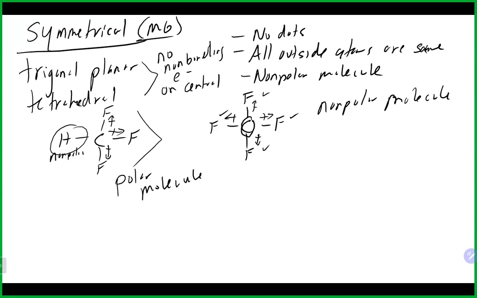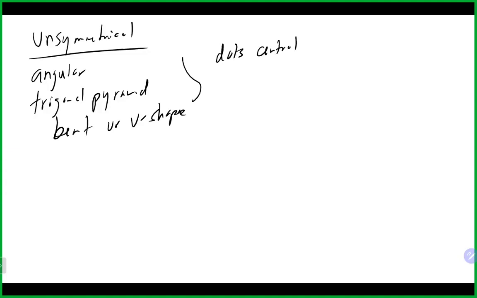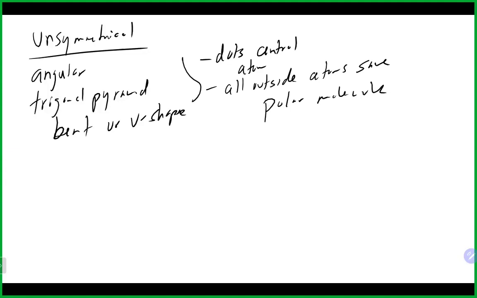What does that leave us? It leaves us really the unsymmetrical guys, which is everything that's left over pretty much. So in your case, angular, trigonal pyramidal, and bent, or V-shaped. What do all these guys have in common? They've got dots on the central atom. And if they have dots on the central atom, it's going to be a polar molecule.